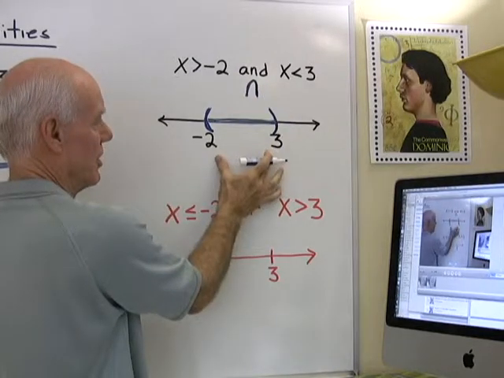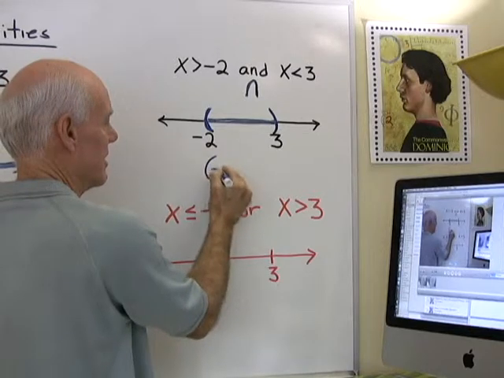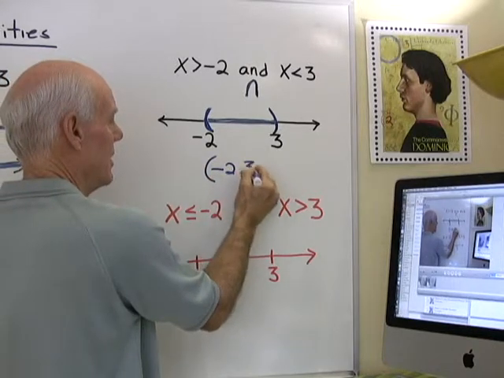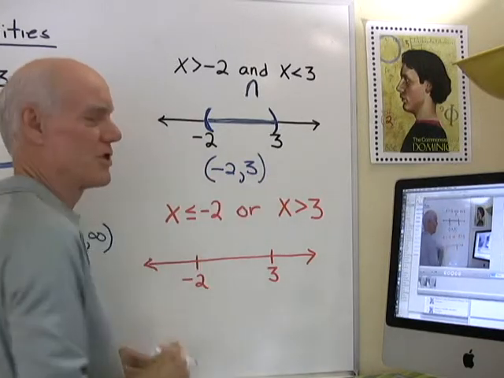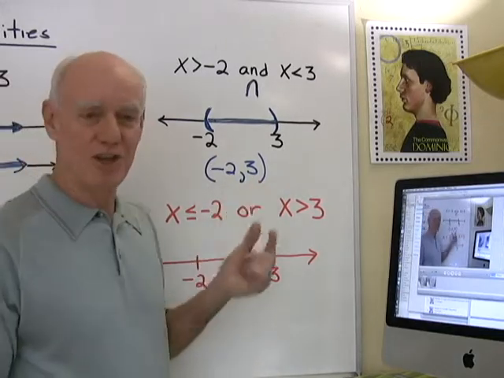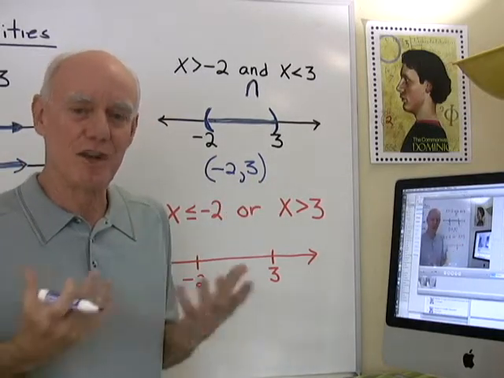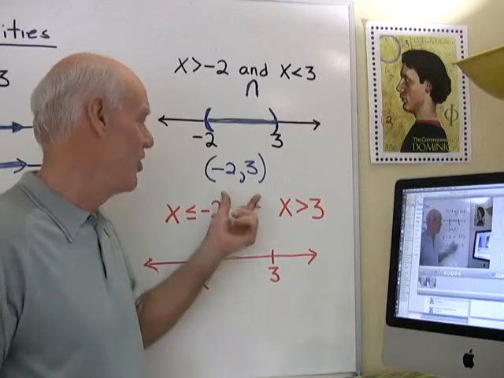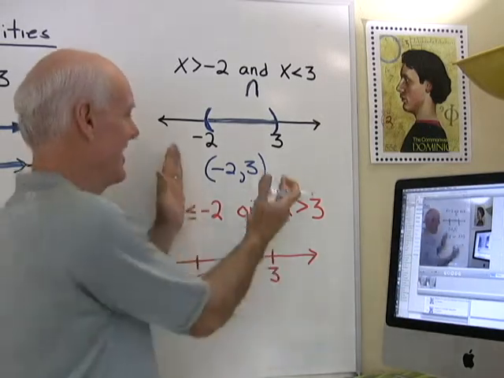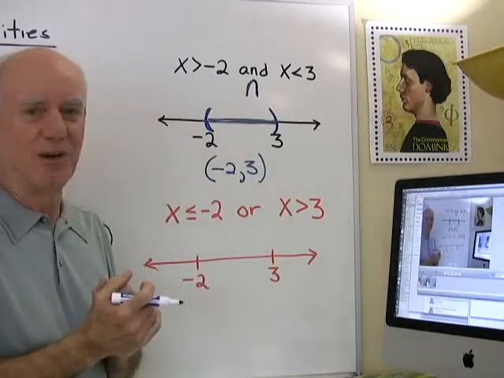How does this look in interval notation? It looks like this, -2, comma 3, parentheses on both sides. So you can see this looks a lot like ordered pair notation. You just have to see the context that it's in to know that it's interval notation and that this is the solution to an inequality.